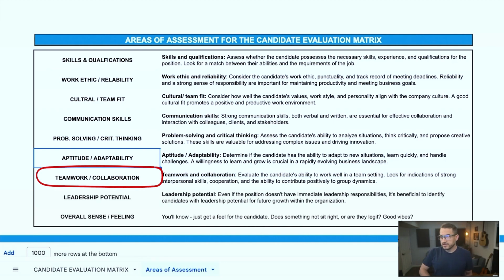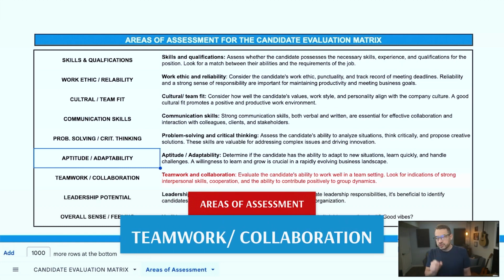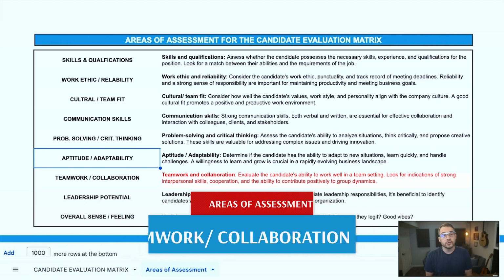Teamwork and collaboration. Obviously, we talked about this in the cultural fit, but this is more about evaluating the candidate's ability to work well in a team setting and drilling down into that, looking for the indications of strong interpersonal skills, cooperation, and the ability to contribute positively to group dynamics.